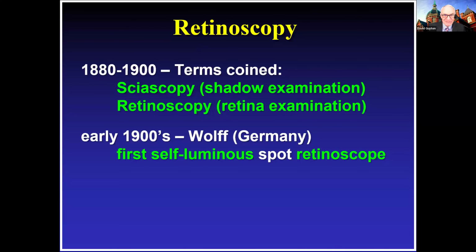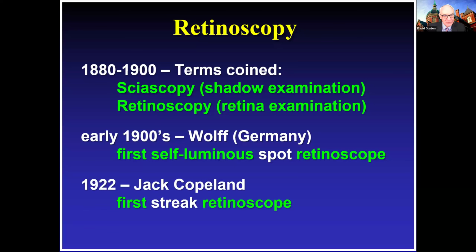We've come a long way since then. Several terms were coined to describe this process: skiascopy in Europe and retinoscopy in the United States, but neither one is appropriate, but those names stuck. In the early 1900s, Wolf in Germany came up with the first self-luminous spot retinoscope by putting the light source in the handle of the retinoscope.